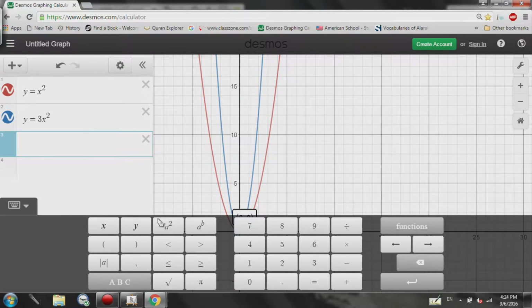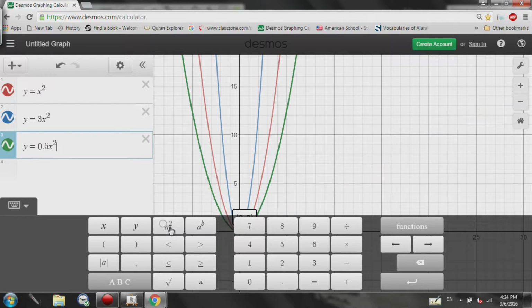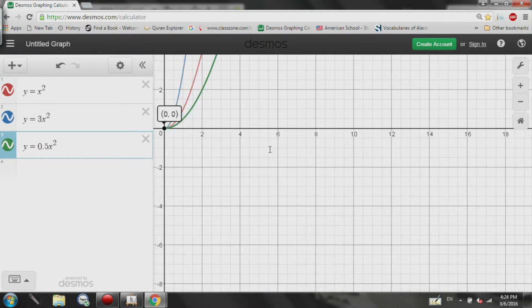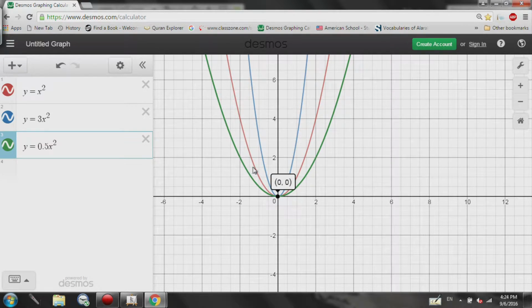Okay, so let's do this one. Y equals 0.5 x squared. See, that's the green graph. Okay, the green graph is going slower. The parent function is the red one. The blue one is 3x squared. And the green one is 1/2 x squared.